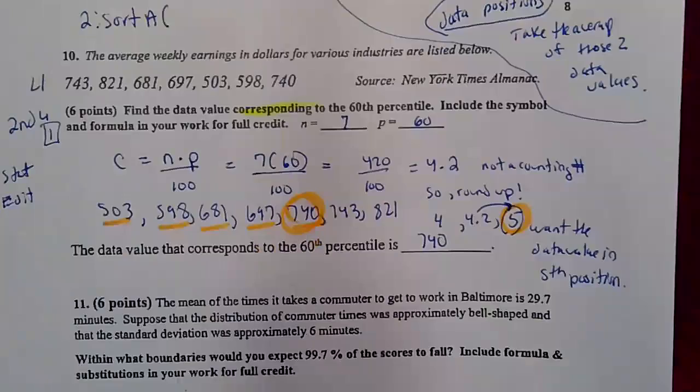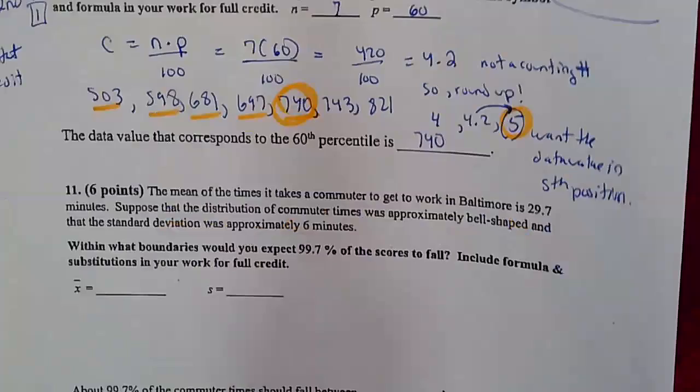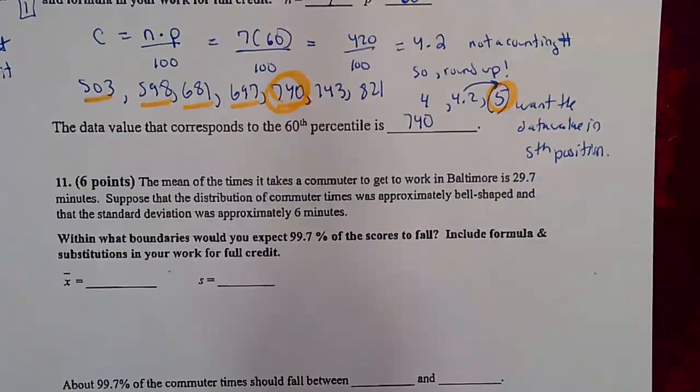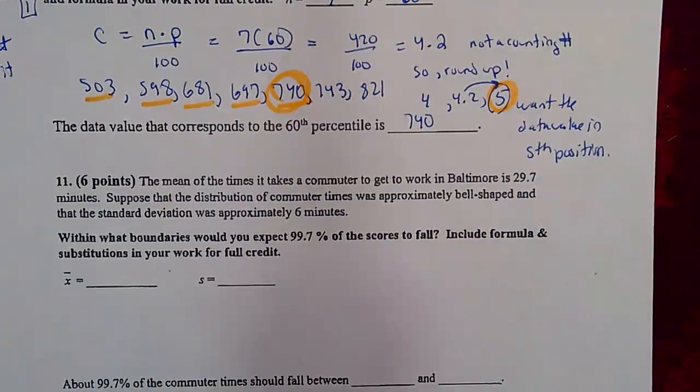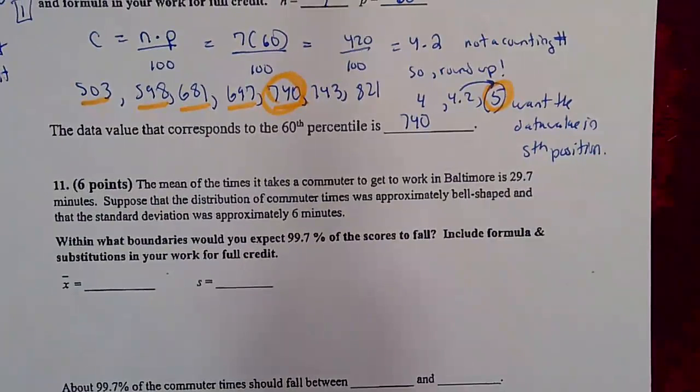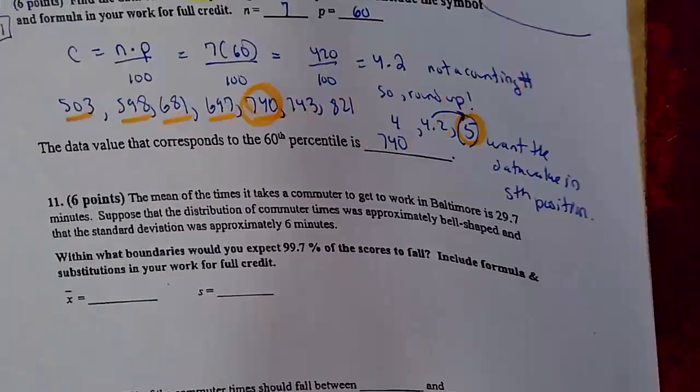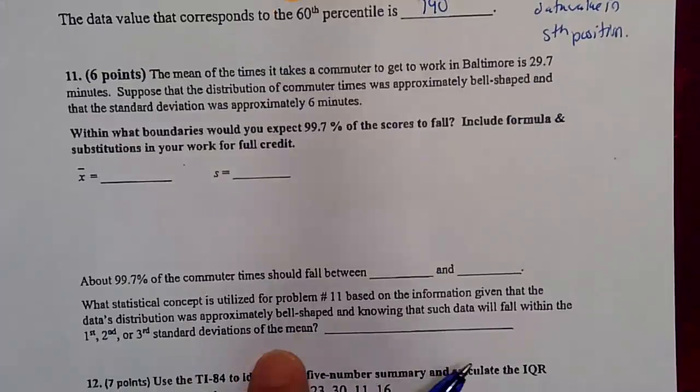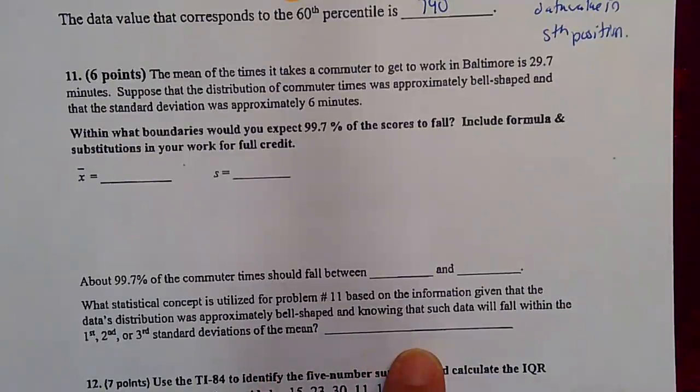Okay, now let's see, almost done. The mean of the time it takes a commuter to get to work in Baltimore is 29.7 minutes. Suppose the data distribution of commuters' time was about bell-shaped, so that means empirical rule. That's empirical rule. Okay, and that's what they're saying.